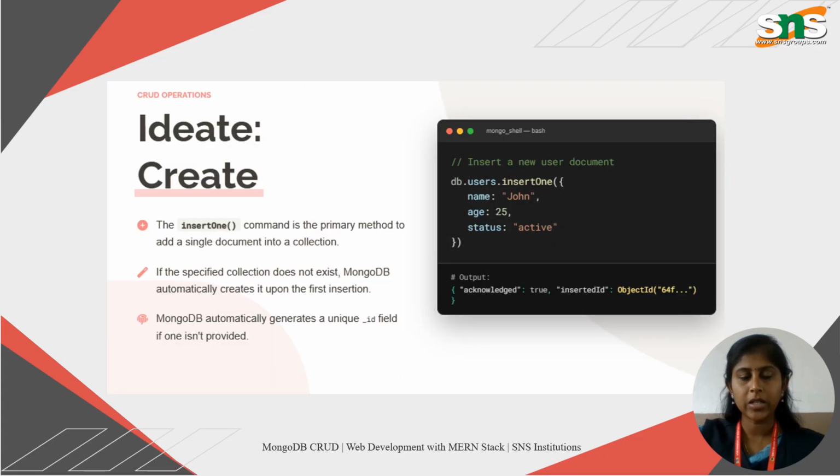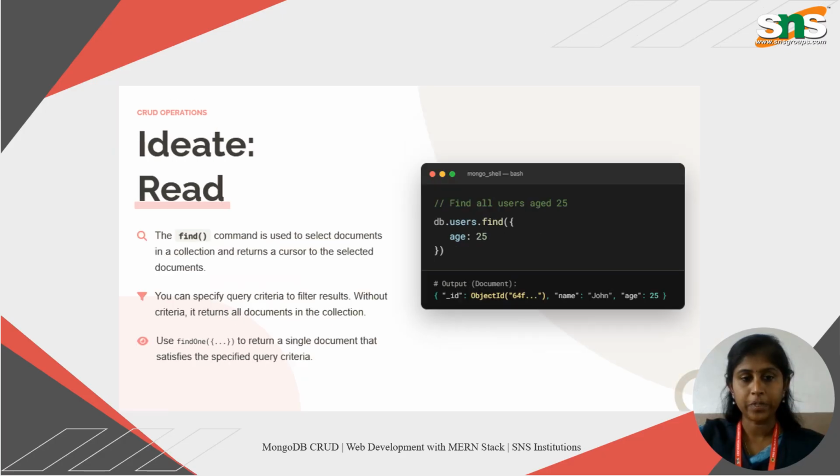Let's begin with the create operation. Create is used whenever we need to add new information into MongoDB. MongoDB provides methods such as insertOne for inserting a single document and insertMany for inserting multiple documents at once. Looking at the example code, a new student document containing fields like name, age and department is inserted into the collection. After execution, MongoDB stores the document and automatically generates a unique ID if one isn't provided. This operation is commonly used during user registration, product creation and order placement.